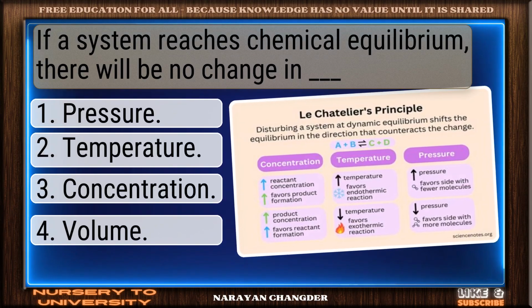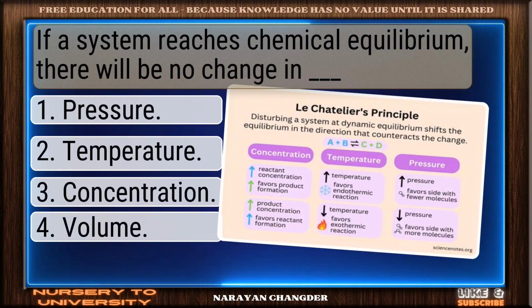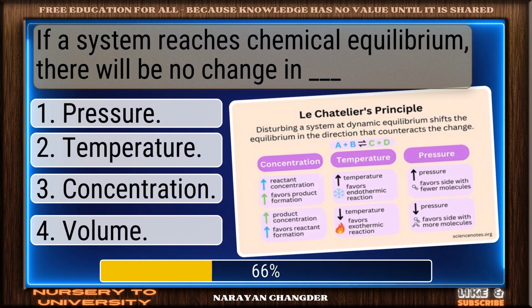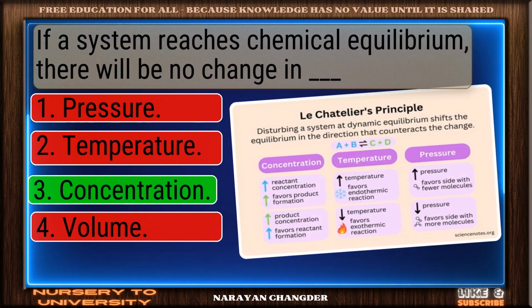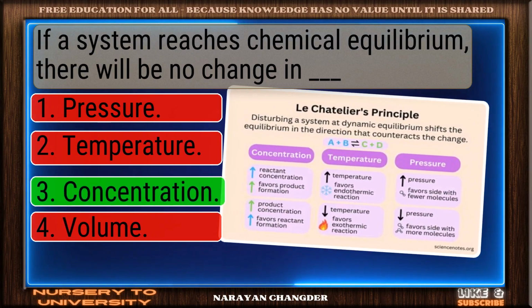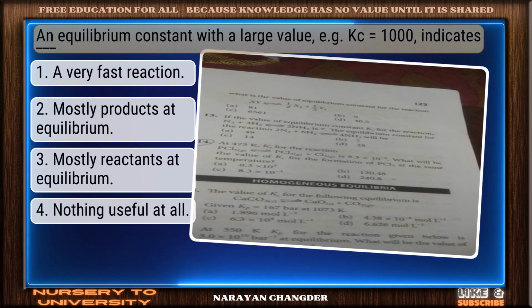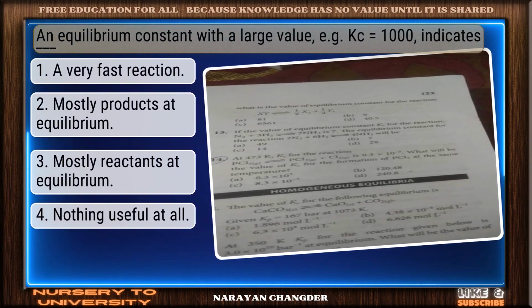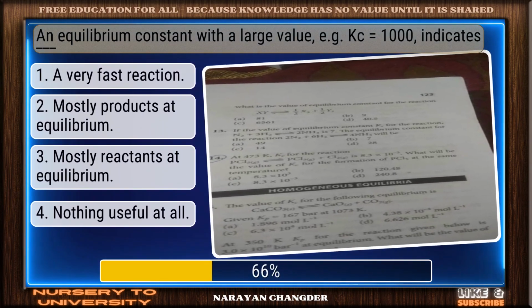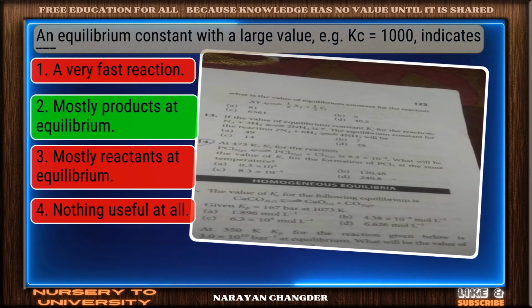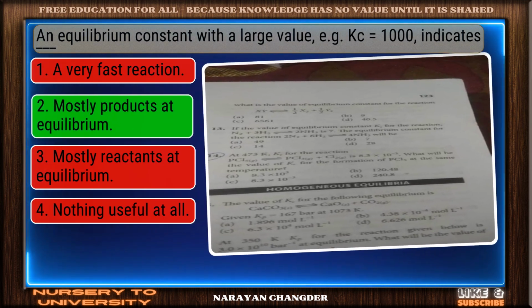If a system reaches chemical equilibrium, there will be no change in dash. You chose concentration, and it is correct. An equilibrium constant with a large value, e.g. Kc equal to 1000, indicates dash. Nicely done. Mostly products at equilibrium is a solid answer.